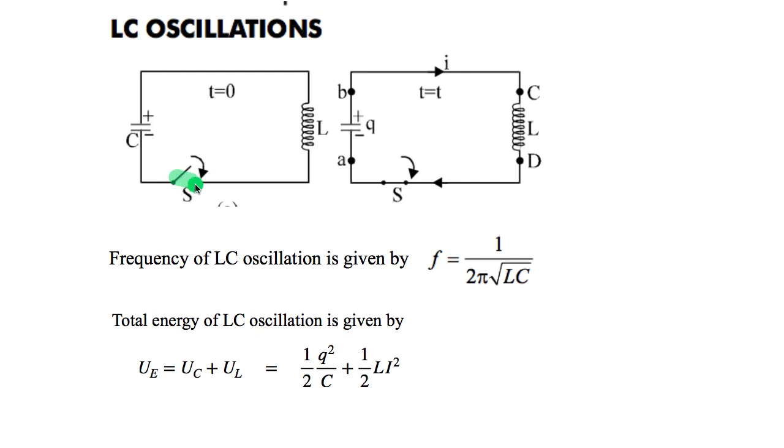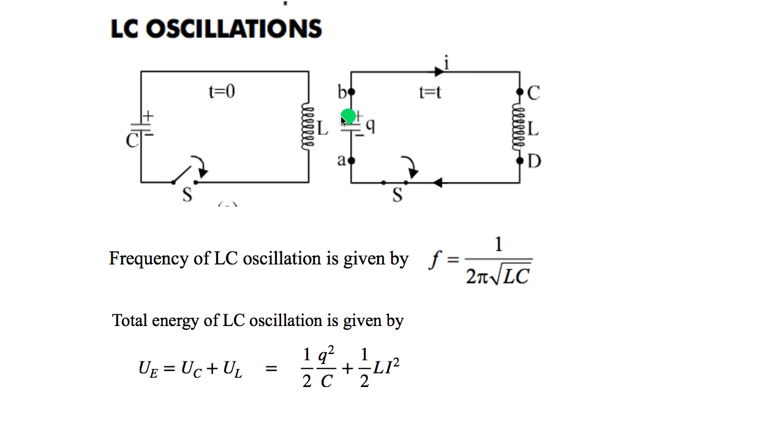Now the switch S is closed. What will happen? The charges stored in the capacitor are going to discharge. They flow across the circuit and constitute the current in the circuit. And this induces an EMF in the inductor. Now the energy stored in the capacitor, that is electrical energy, is converted into stored magnetic potential energy in the inductor.